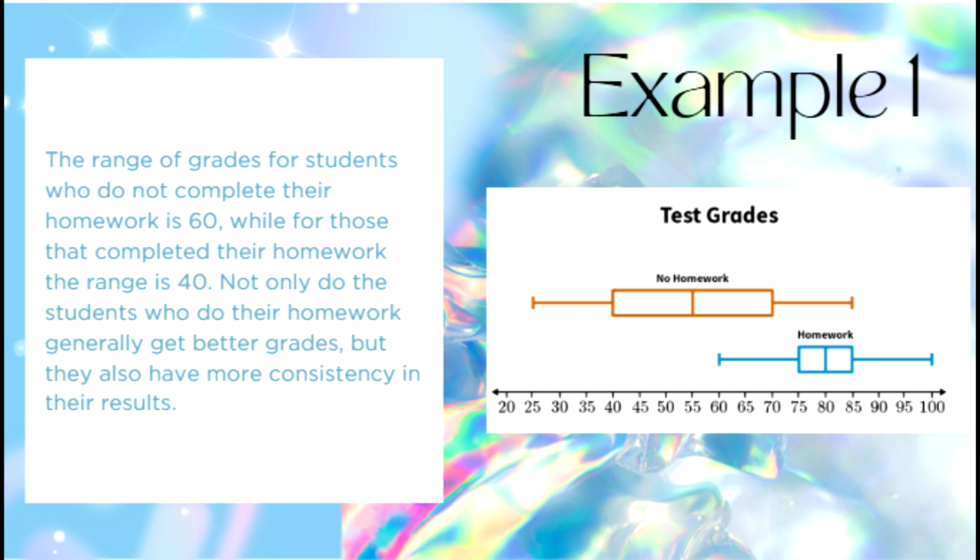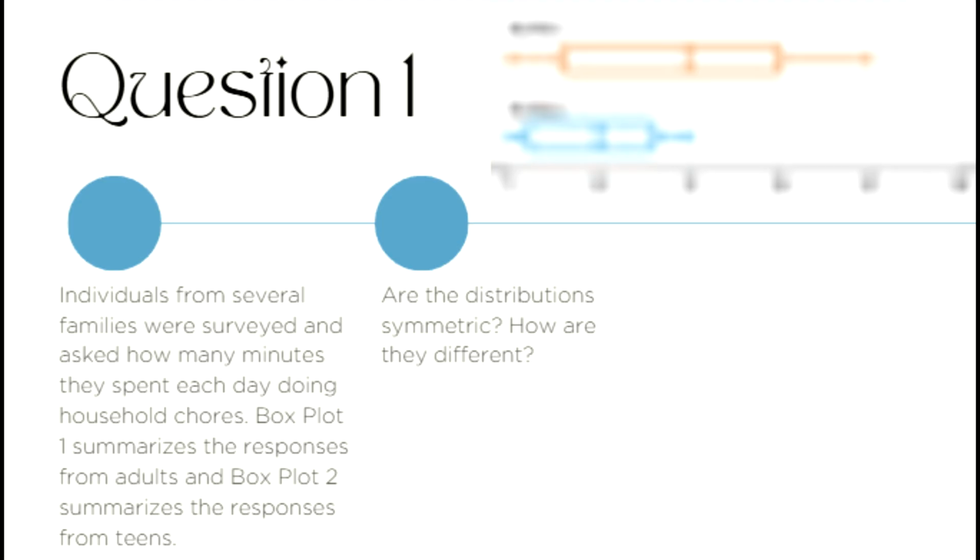The range of grades for students who do not complete their homework is 60, and that's the range from 25 up to 85, okay? While for those that completed their homework, the range is 40, from 60 to 100. Not only do the students who do their homework generally get better grades, but they also have more consistency in their results. They have a smaller range, they're going to score higher, and have less room for error, I guess is how you would put it. If you don't do your homework, you might score clear down at 25, or you might get lucky and score clear up at 85. Whereas if you do your homework, you might score clear down at 60, or you might score up at 100, okay?